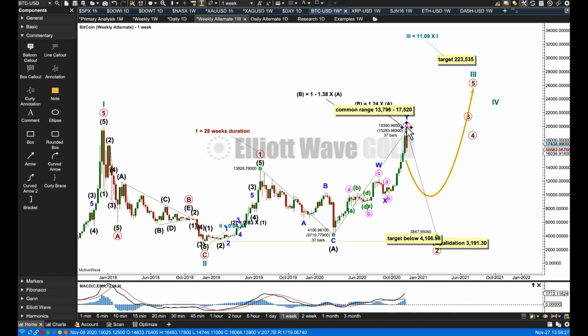Let's look at the length of B in relation to A. B is 15283.983. A was 9719.779. B is 1.57 times the length of A. It's longer than the common range. C's got almost no room to move into. It would have to move below A to avoid a truncation, and it can't move below the start of 1. I am going to discard this wave count.